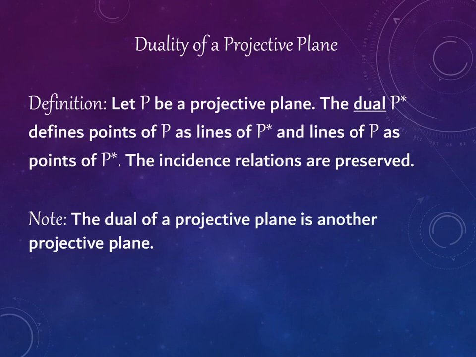And when we do this, we actually get another projective plane. So the dual is called P star of the projective plane P, and P star would actually be another projective plane. Remember, projective planes means that we have the incidence axioms, that we have the elliptic parallel postulate, and every line has 3 points on it. Those are the conditions.